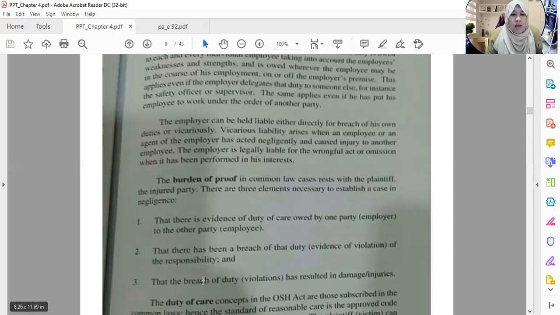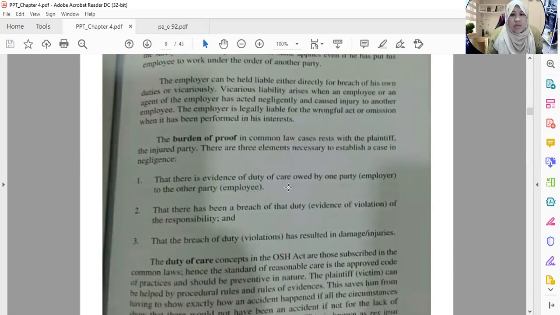So then, number one, that there is evidence of the duty of care owed by one party, the employer, to the other party, the employee. So there is evidence that there is indeed a responsibility of one party, the employer, towards the other party, the employee. So there is evidence of duty. Where can we find this evidence? Mostly we can find this evidence from our offer letter or our job description, which states our reporting duty and who we work under. And this supervisor should give responsibility by equipping you with facilities in a safe and healthy workplace environment.